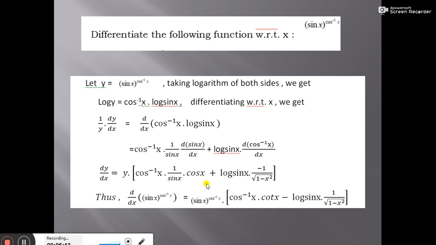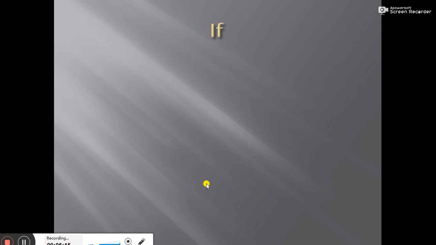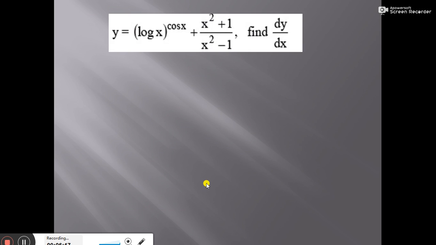I hope you understand this. And now another example: if log x y equals log x raised to the power cos x plus x square plus 1 upon x square minus 1, then find dy/dx.